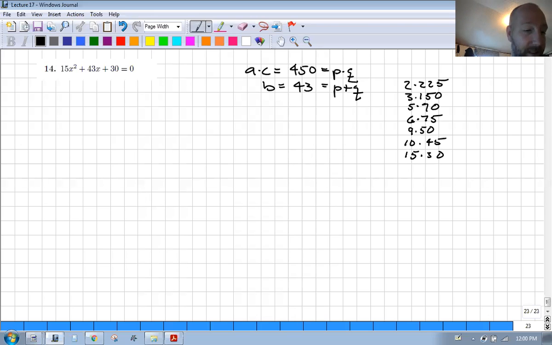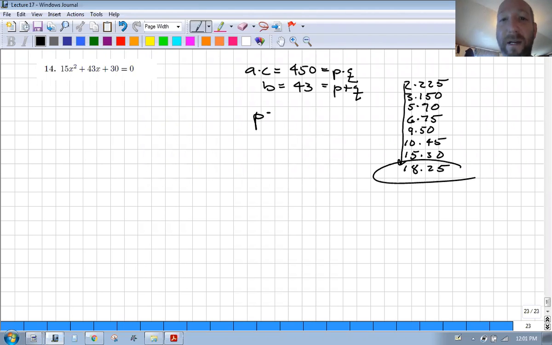Divisible by 16, 17, 18. 18 times 25 gives us 450. See, I'm just going through finding all the numbers that divide 450. We let P be 18 and Q be 25. 18 and 25 add to be 43, and they multiply to give us 450.